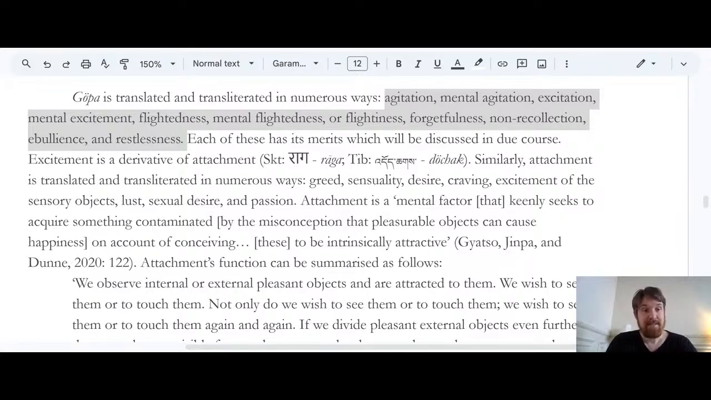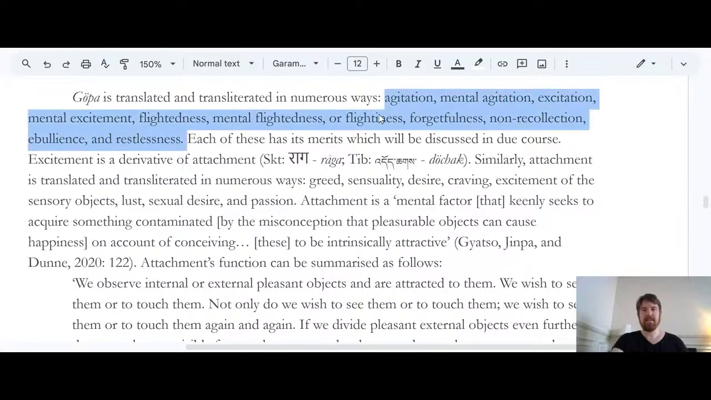So agitation, excitement, flightedness, mental flightedness, or flightiness, forgetfulness, non-recollection, ebullience, or restlessness. So these are all words in English that have been used to try to translate this one term, mental excitement, or gupa in Tibetan.